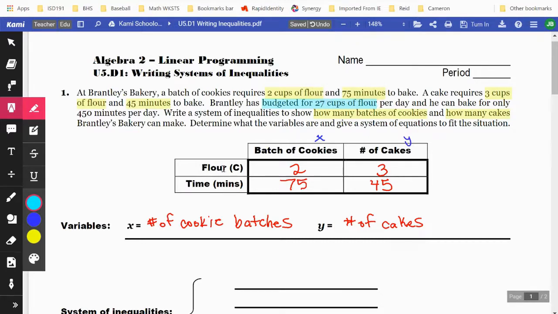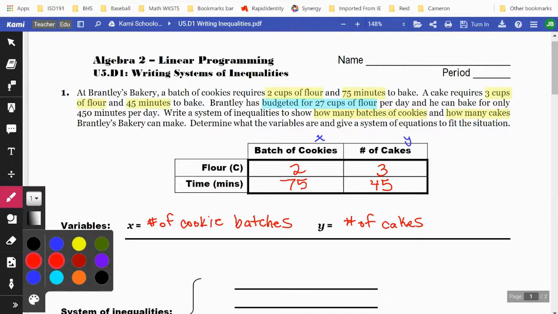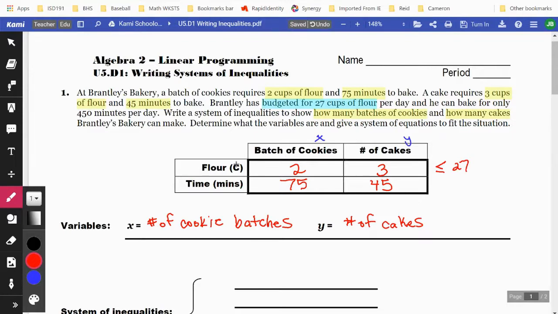So under the row for flour, we know it's 2 cups for every X, it's 3 cups for every Y, and we also know that Brantley has to use less than or equal to 27 total cups of flour. See how I line this all up in the same row? So 2X and 3Y has to be less than or equal to 27 total cups because he can't use more flour than what he has.